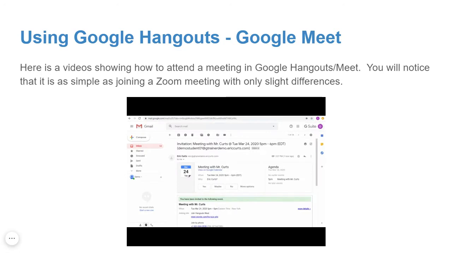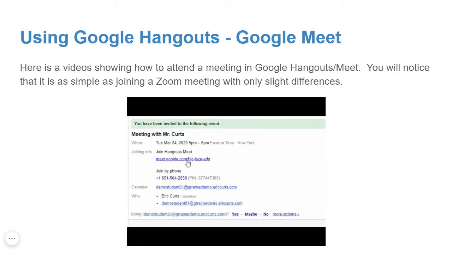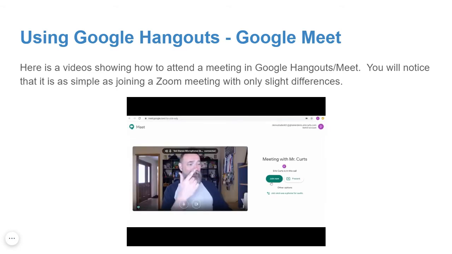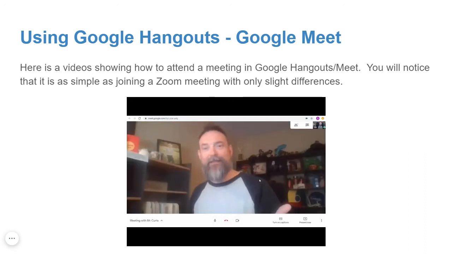A second option to join a Google Meet is through your email. If somebody has sent you an email invitation, you can open that message and then click on the Join Hangouts Meet link in the email. Again, you can now click the Join Now button and you'll be in the meet.